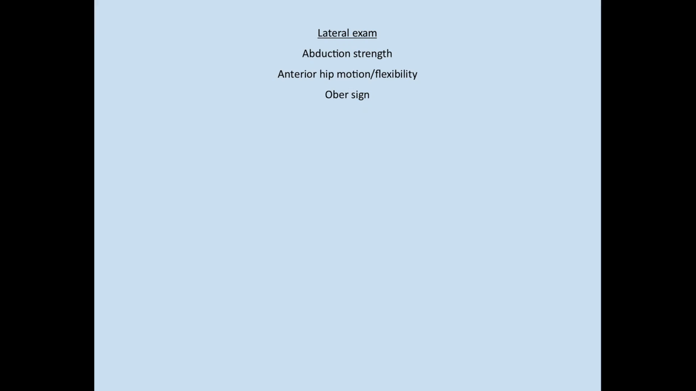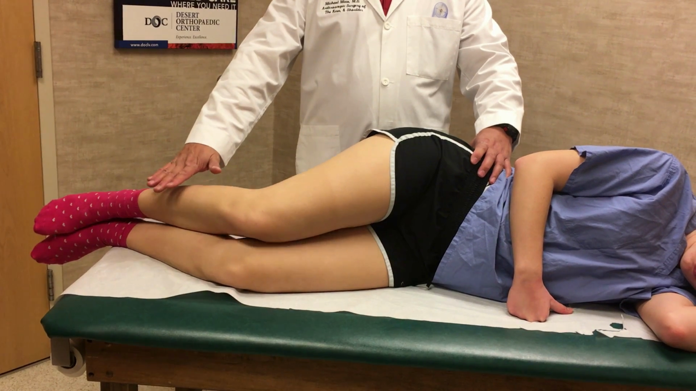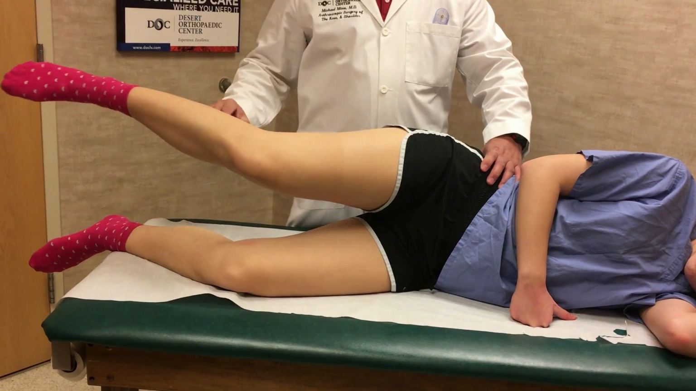This final video shows the lateral exam in terms of abduction strength, anterior hip motion or flexibility, and the Ober sign. Leg up. Leg down.